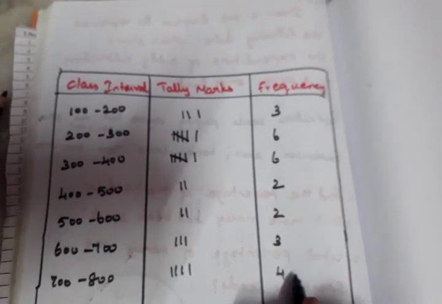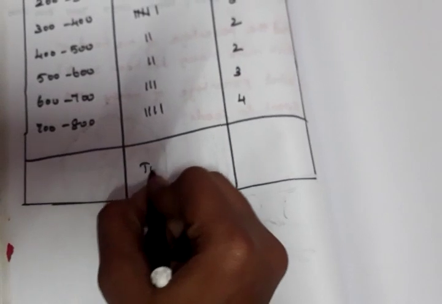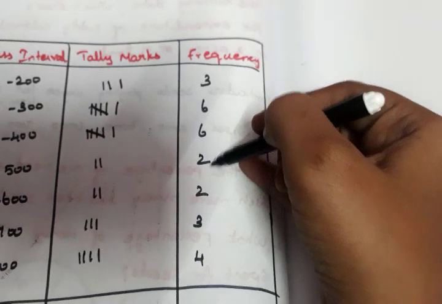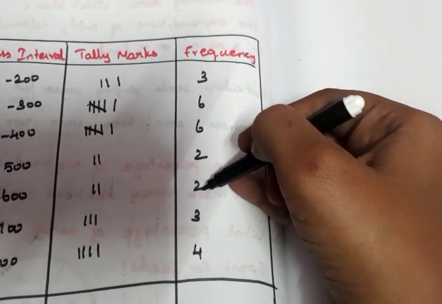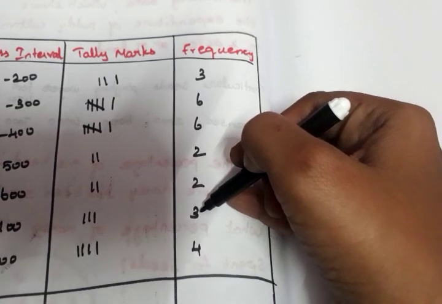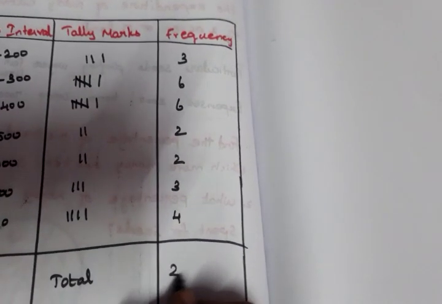The next, total. How many houses in the village in total? 3 plus 6 is 9, 9 plus 6 is 15, 15 plus 2 is 17, 17 plus 2 is 19, 19 plus 3 is 22, 22 plus 4 is 26. So the frequency distribution table is correct.